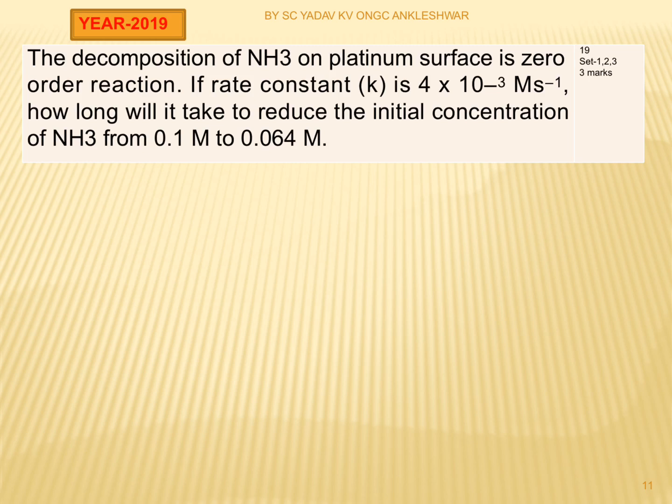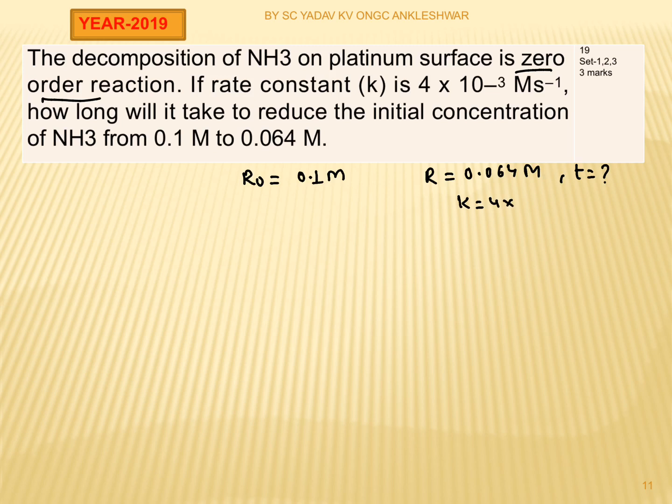So just see the decomposition of ammonia. This is the question asked in 2019 again. The decomposition of ammonia on platinum surface is a zero order reaction. Since it is a zero order reaction, if rate constant k is 4 into 10 to the power minus 3 mole per liter per second, or molarity per second, how long will it take to reduce the initial concentration of ammonia from 0.1 to 0.064? It means the initial concentration R0 is given as 0.1 M or mole per liter. Final concentration is given as 0.064 M. How long will it take?